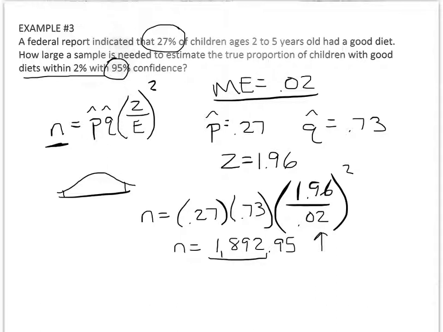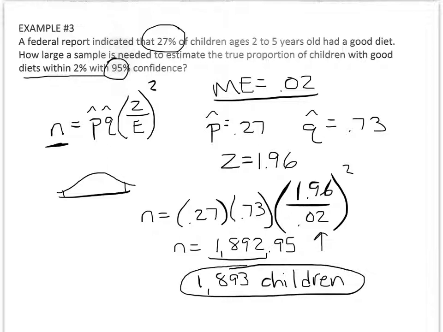1,892 is not big enough. So you have to go up to 1,893 children, in this case, ages 2 to 5. So if we wanted to develop a confidence interval that has a margin of error that is within 2 percentage points, we'd have to interview a minimum of 1,893 children.